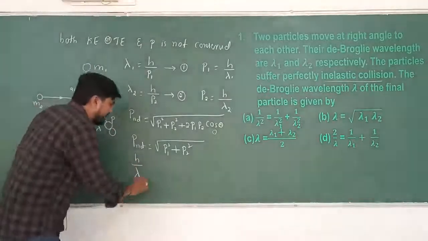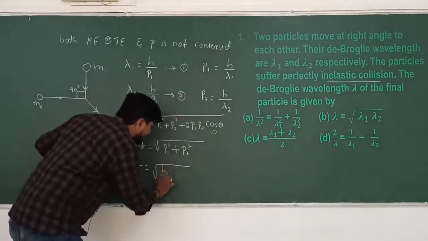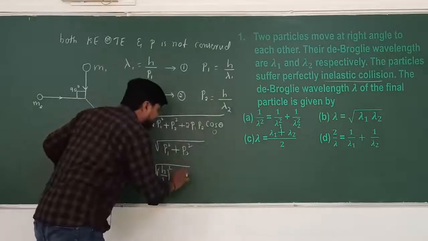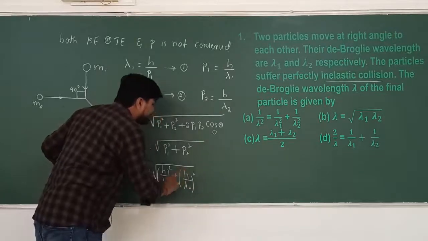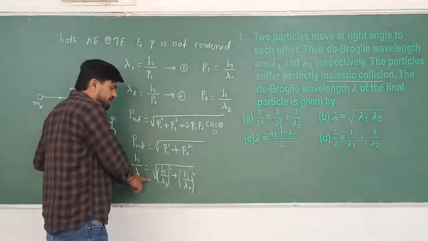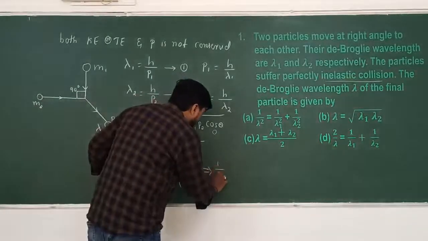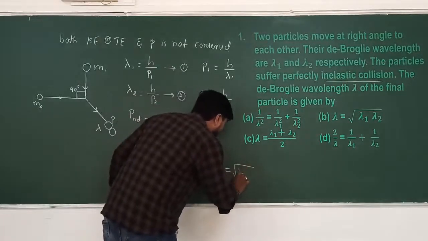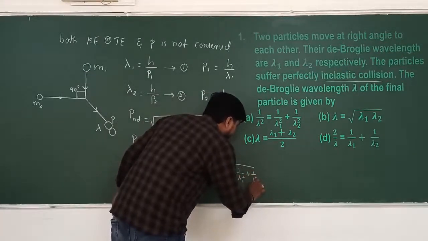H by lambda is equal to the square root of h by lambda 1 whole square plus h by lambda 2 whole square. Take h square common, and the root of h square is h. So h gets cancelled. Therefore 1 by lambda is equal to the root of 1 by lambda 1 square plus 1 by lambda 2 square.